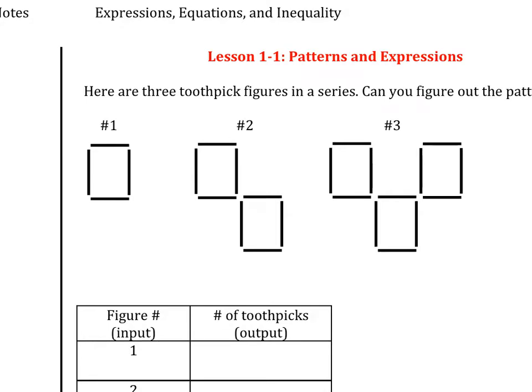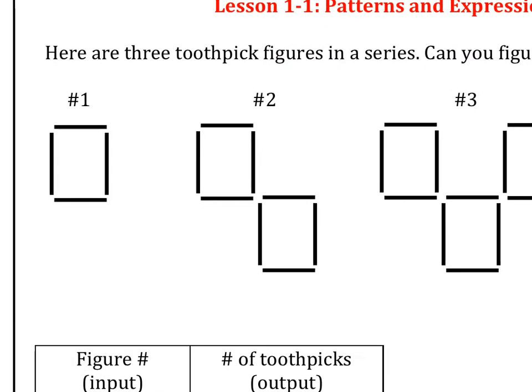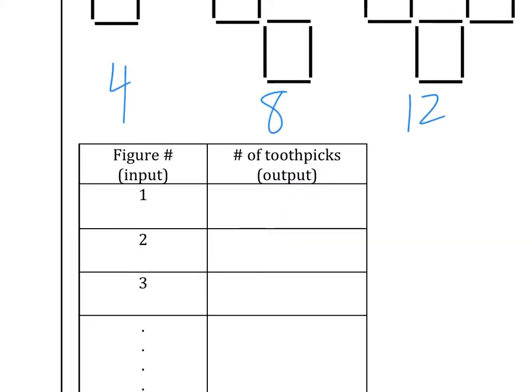All right, let's start on this section. So we have three figures with a different number of toothpicks. Let's look at figure 1. How many toothpicks are there? 4. And then figure 2? 8. And then number 3? 12. So what's going on? How do you get to the next figure? Add 4.